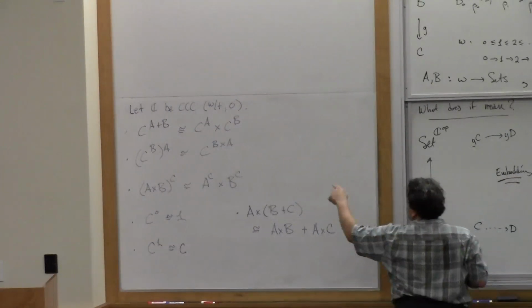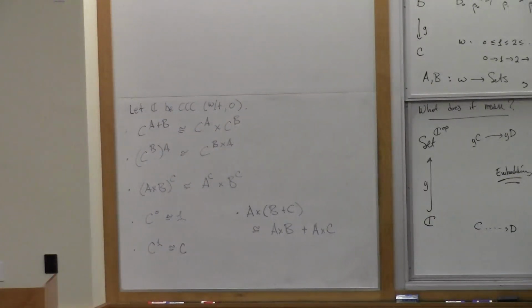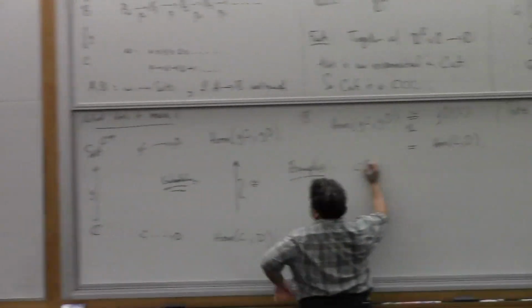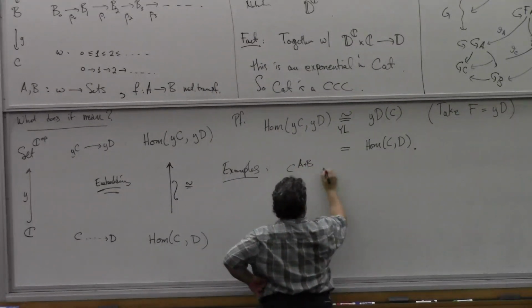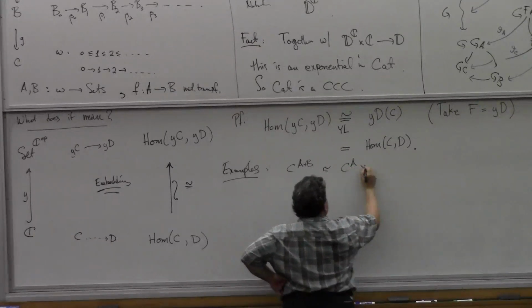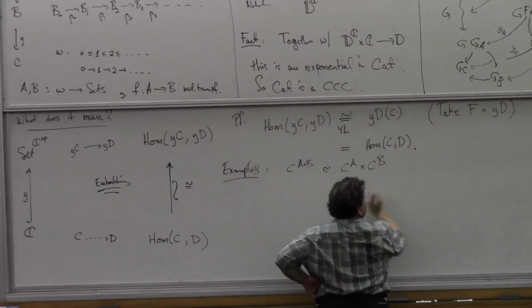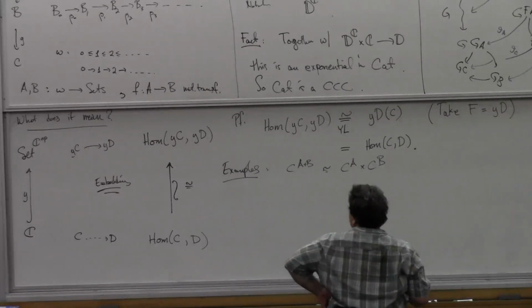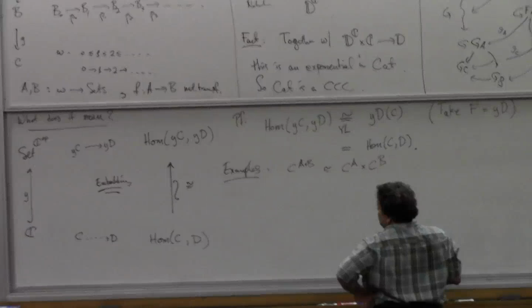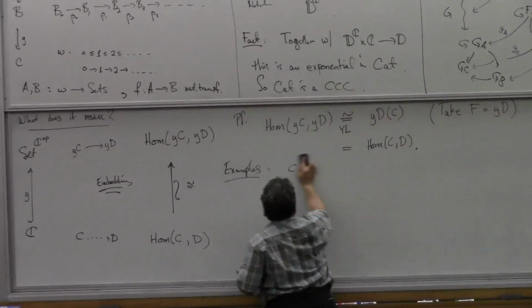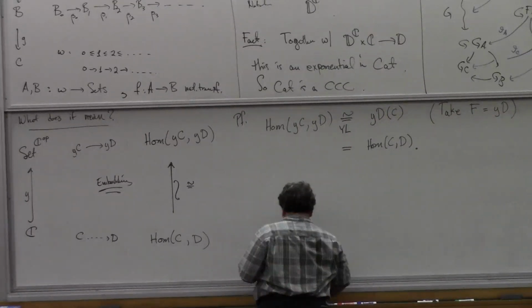Let's do one, we'll just do number one there. We want to show that C^(A+B) is isomorphic to C^A × C^B. Oh, geez. I need one more fact. Sorry, guys. Let me put my one more fact here that I need.